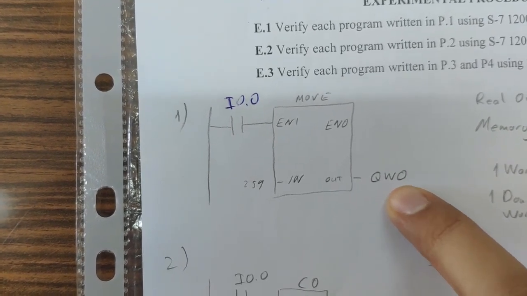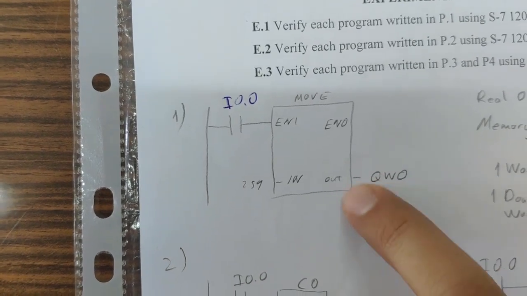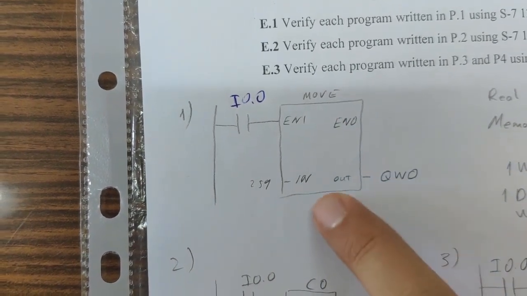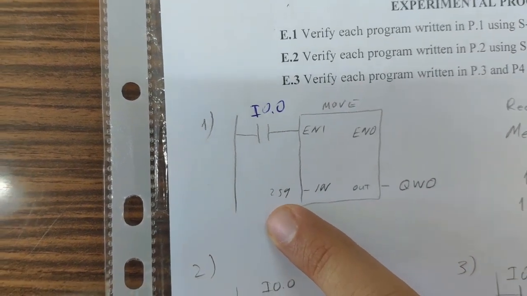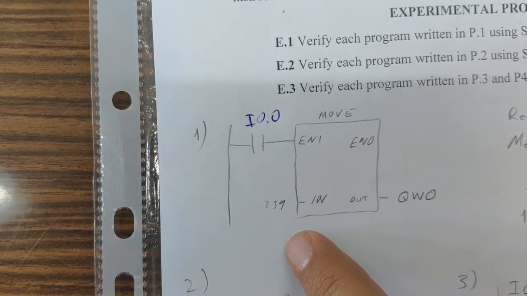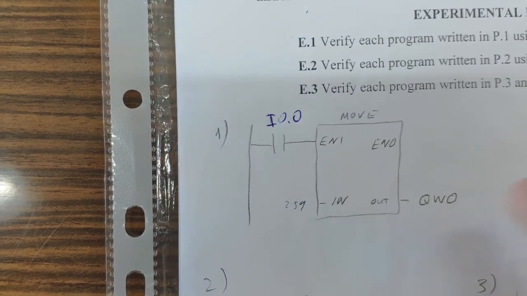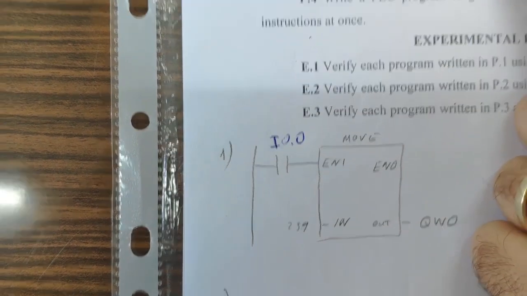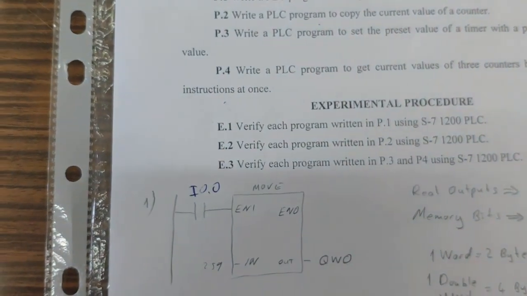This means the physical output word is connected to the output address of the move instruction. The input value is 259. In binary form, 259 corresponds to 1, 0, 0, 0, 0, 0, 1, 1. So this means that we will set Q00, Q10, and Q11 to 1.